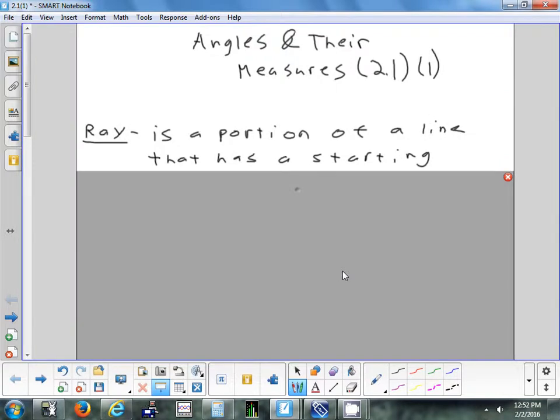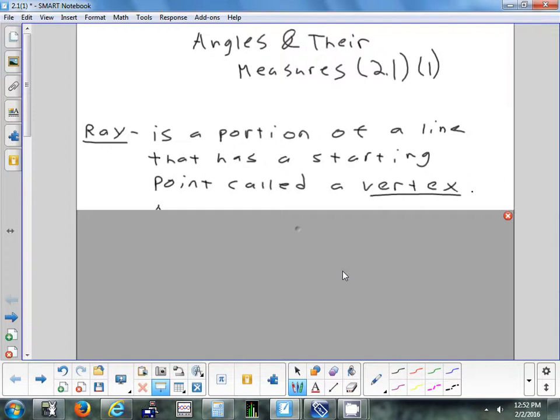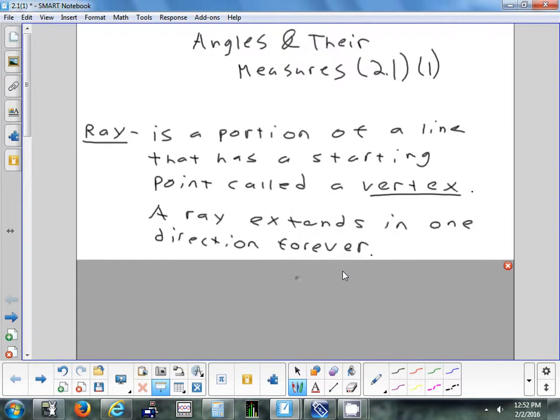All right, so before we can talk about converting between degrees and radians or how we measure angles, I'm just going to define what an angle is. So basically, to do that, we got to start out with something even simpler, and that's a ray. A ray is a portion of a line that has a starting point called a vertex, and it extends in one direction forever.